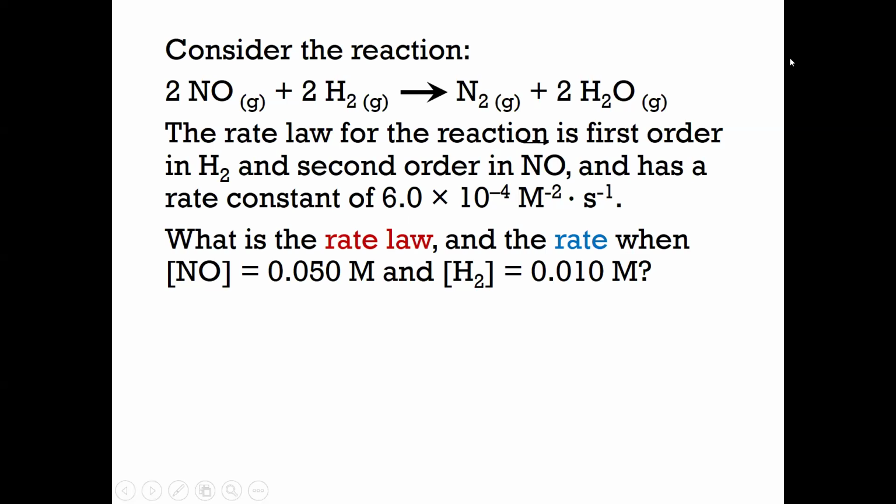Okay, so let's go ahead and apply our knowledge of rate laws to this question. Let's consider this reaction: 2NO plus 2H2 makes N2 plus 2H2O. The rate law for this reaction is first order in H2 and second order in NO, and has a rate constant of 6.0 times 10 to the minus 4 molar to the minus 2 inverse seconds. What is the rate law and the rate when NO concentration is 0.050 molar and H2 concentration is 0.010 molar? So pause the video and try it for yourself.